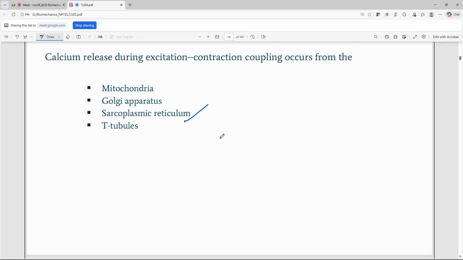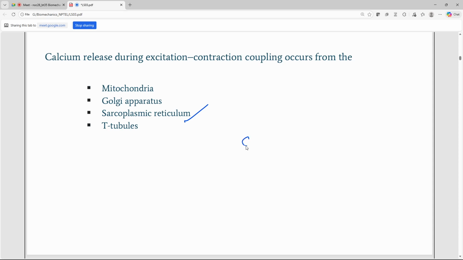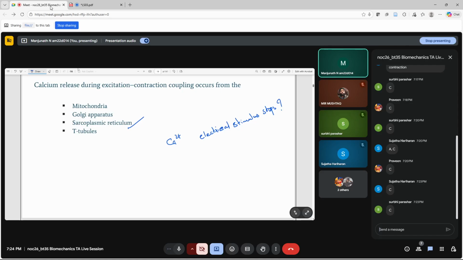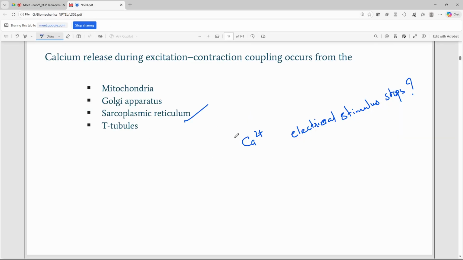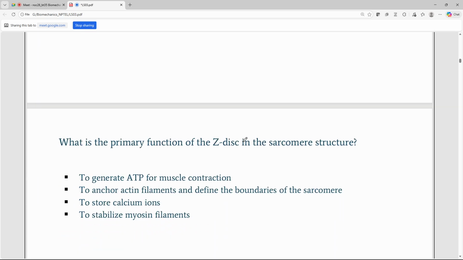Can anyone say what will happen to the calcium, Ca2+ ions, once the electrical signal stops, or the stimulus stops? What will happen to calcium ions when the electrical stimulus stops? You can think on that.